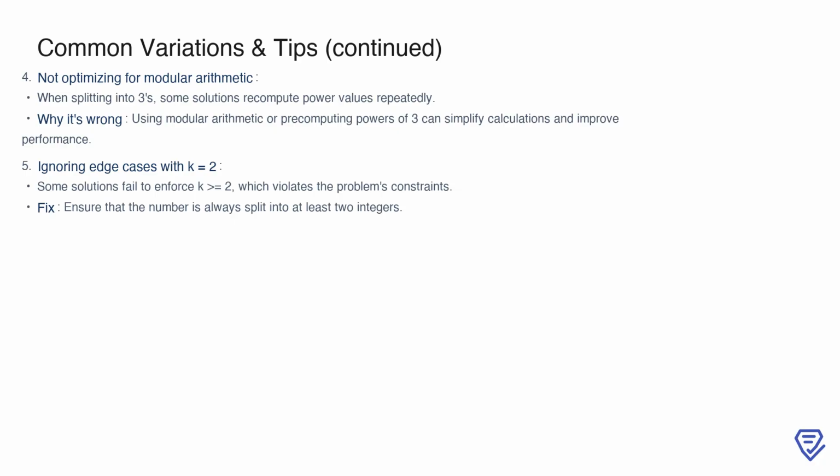Additionally, it's critical to enforce the constraint that the number must always be split into at least 2 integers. Some solutions neglect this and fail to handle cases where the split results in fewer than 2 parts, violating the problem's requirements. To fix this, ensure that the algorithm explicitly checks that k, the number of parts, is at least 2. These optimizations not only make the solution more efficient but also ensure correctness across all edge cases.